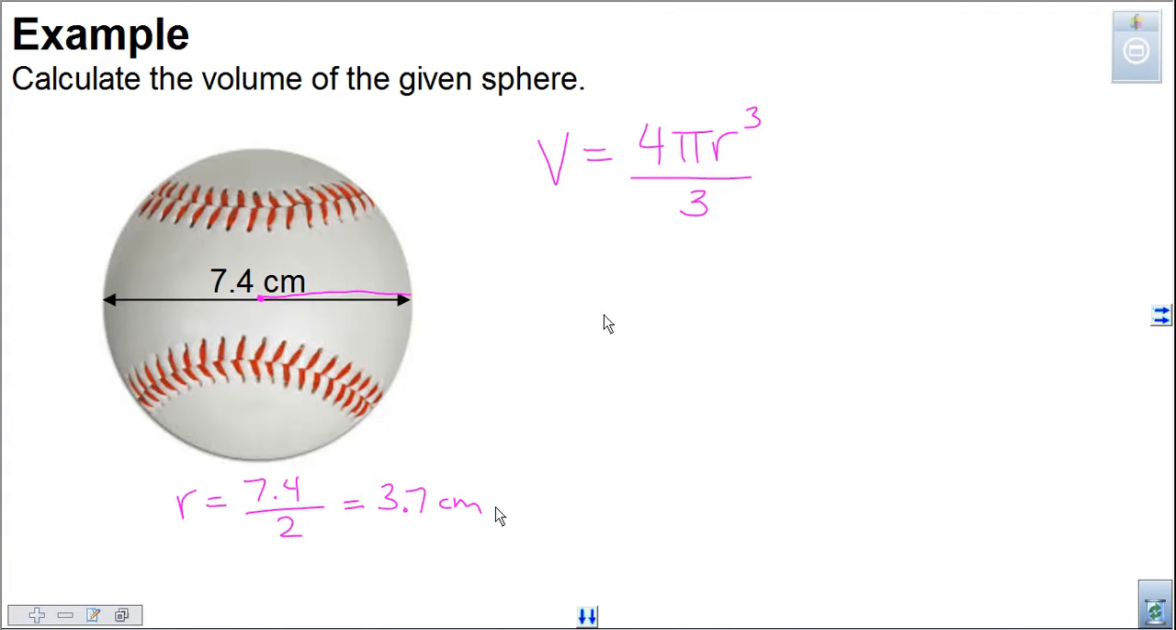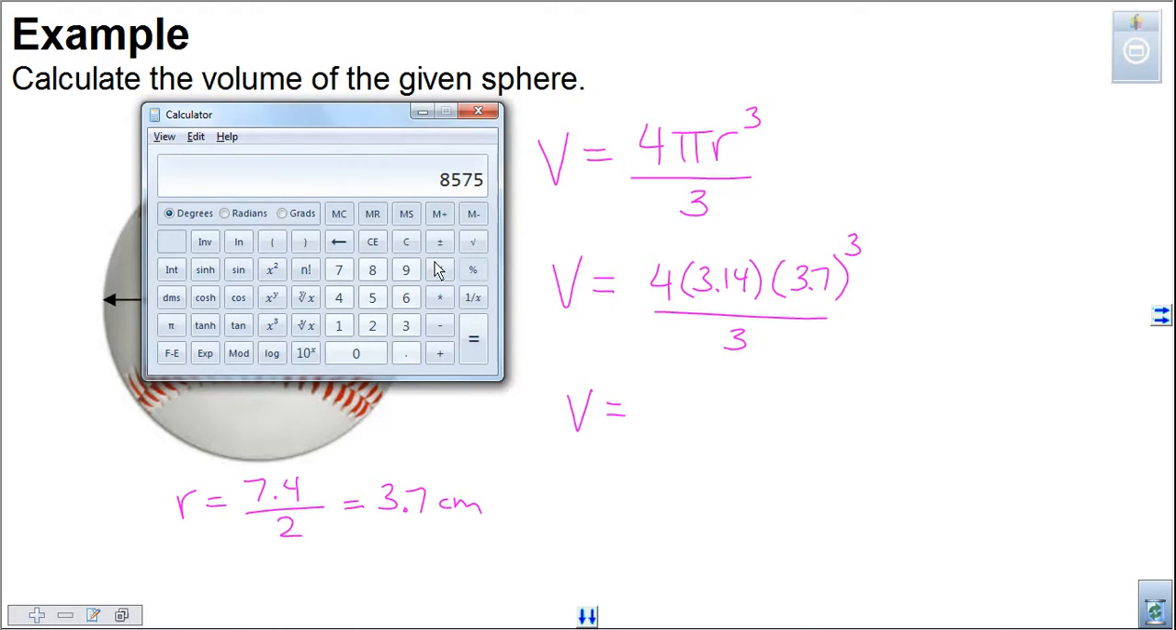So we have to do a little bit of extra work in the beginning. So the volume here is 4 times pi. Now you can either leave it as pi or you can replace it with 3.14. We can do that here. The radius is 3.7 cubed and then divided by 3. Okay, so we're just replacing again the variables or symbols with the correct values. So now all we need to do is just crunch that whole thing on our calculator.